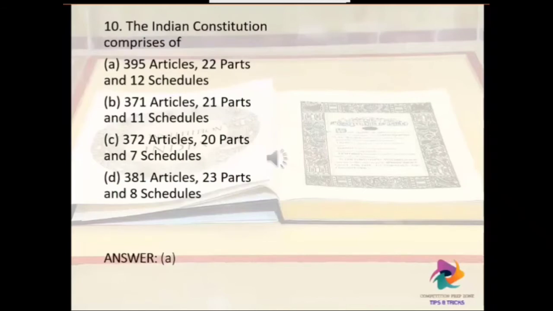Okay, so now let's move on to question number 10. The Indian Constitution comprises of, we have to tell how many articles, parts and schedules. So option A, 395 articles, 22 parts and 12 schedules. B, 371 articles, 21 parts and 11 schedules. C, 372 articles, 20 parts and 7 schedules. D, 381 articles, 23 parts and 8 schedules. And the correct option is A. That is, the Indian Constitution comprises of 395 articles, 22 parts and 12 schedules.